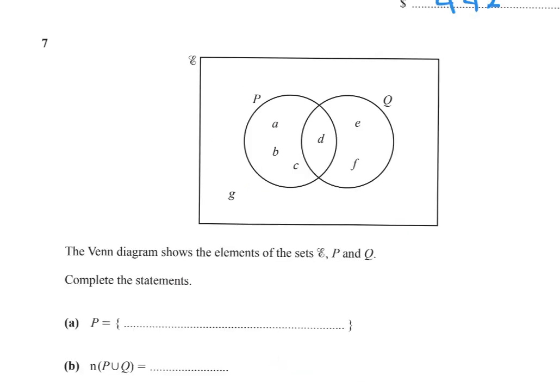Number 7. The Venn diagram shows the elements of the sets universal, B and Q. Complete the statement. B equals what? A, B, C, D. Yes, the elements inside are A, B, C, and D. N means number of B union Q. How many elements do we have in B union Q? 6. Yes, we have 6 elements, so the answer is 6.